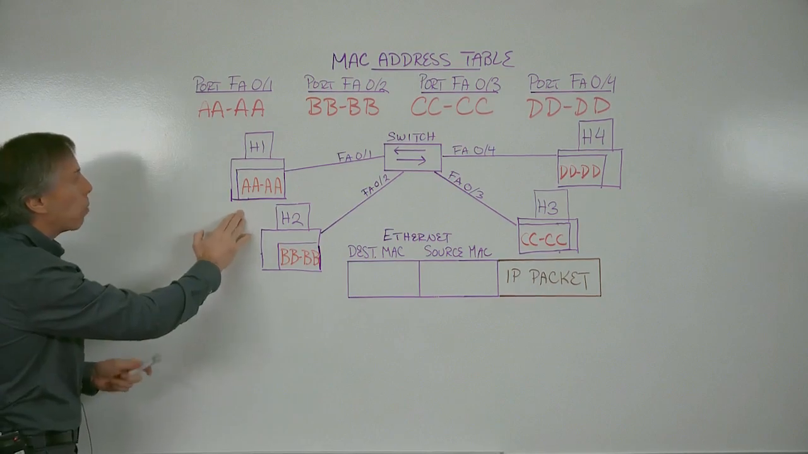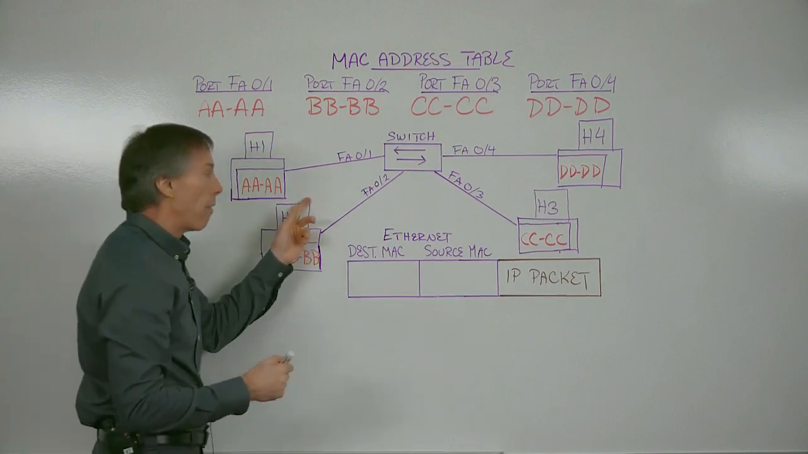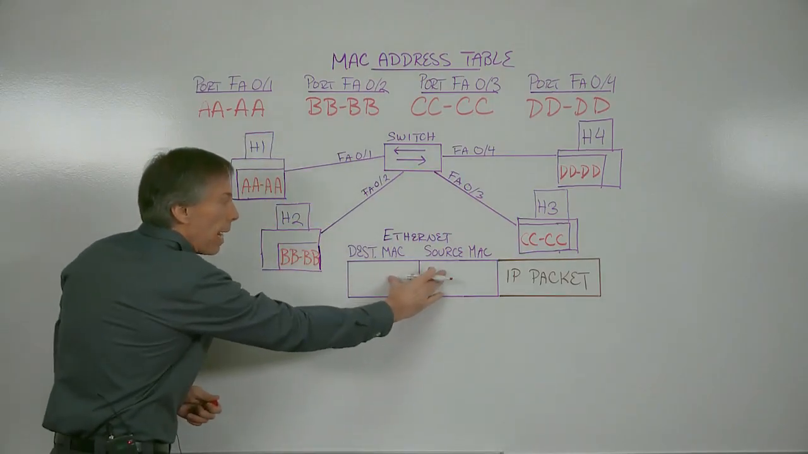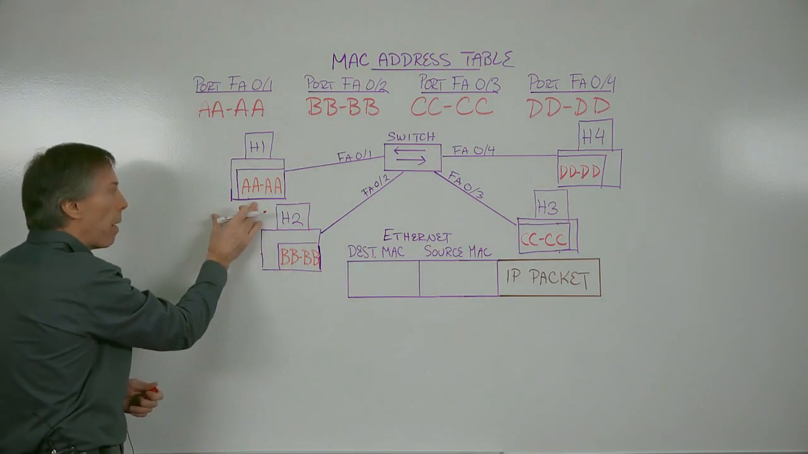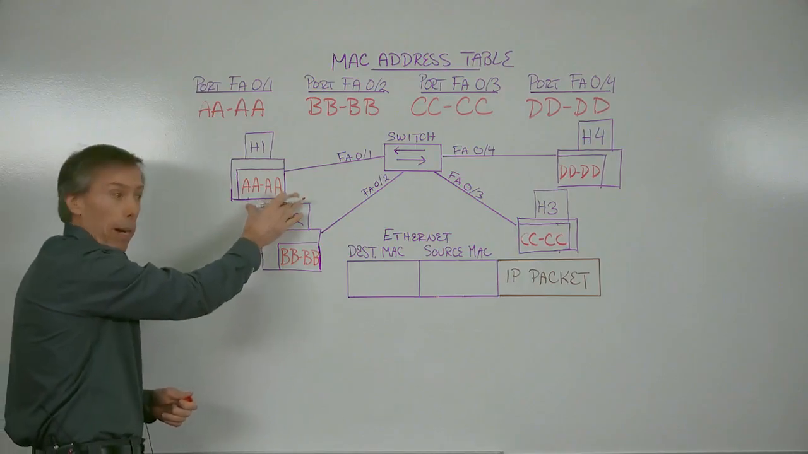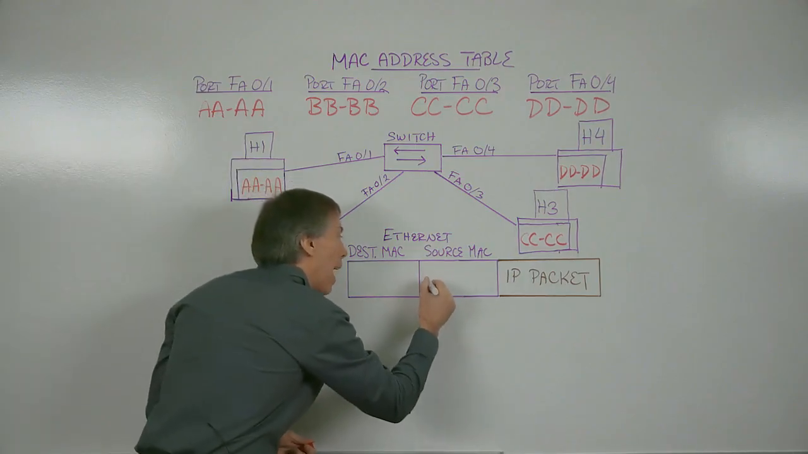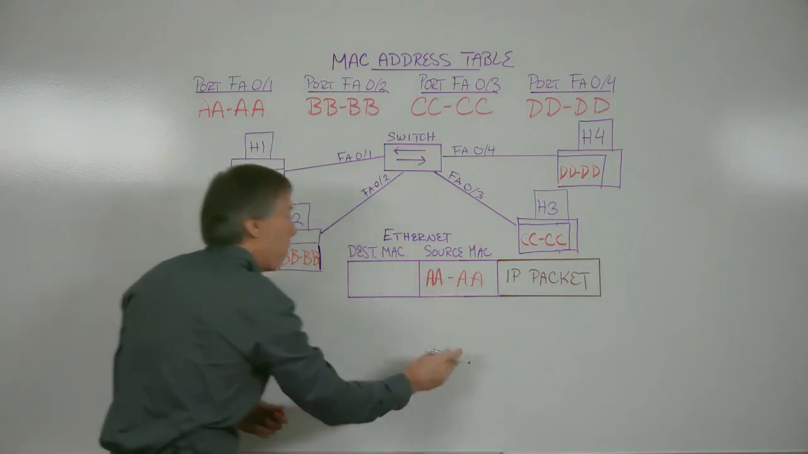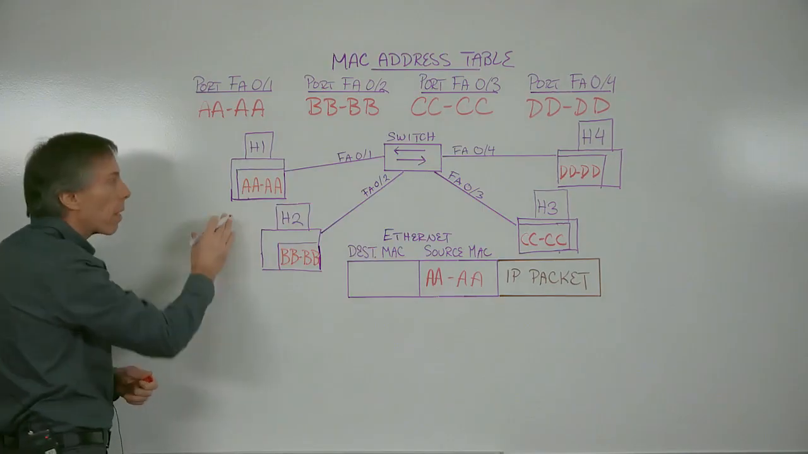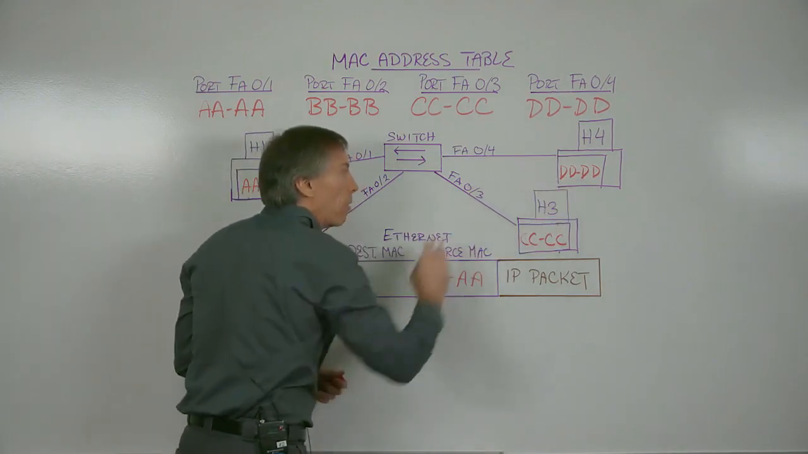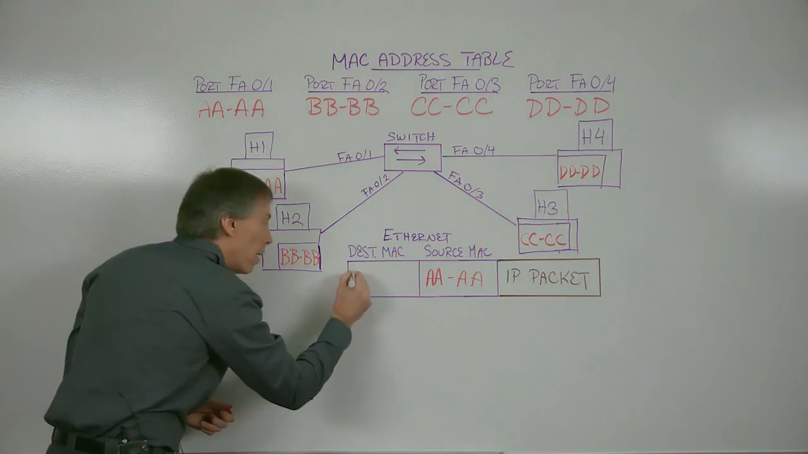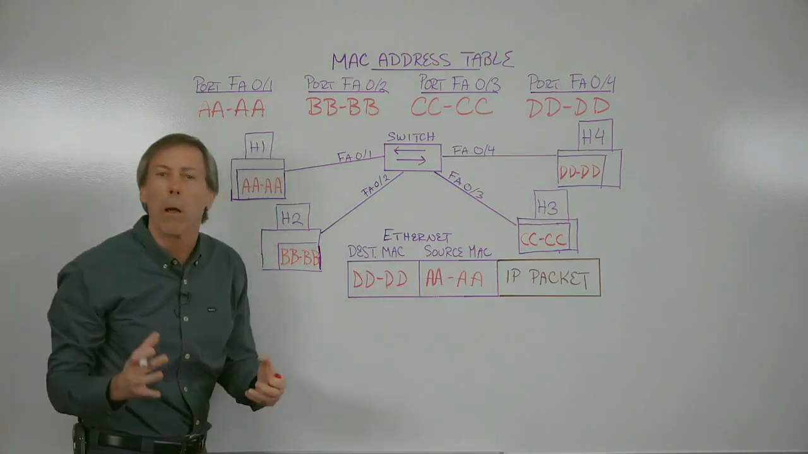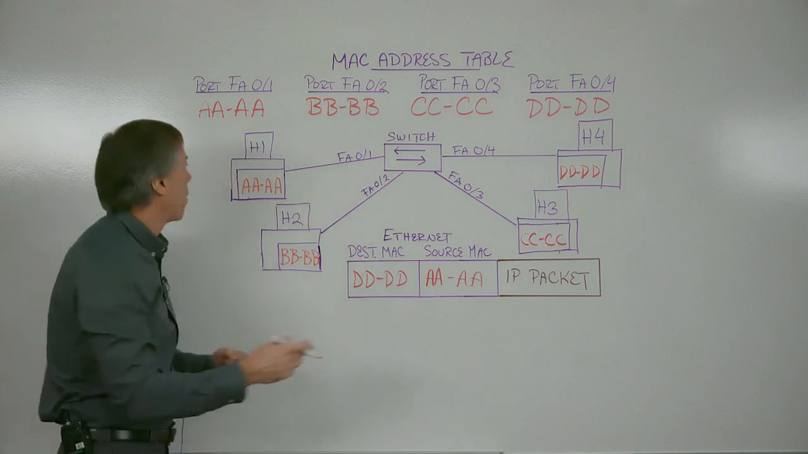So if we have H1 going to send an Ethernet frame to H4, well, it builds an Ethernet frame with the source MAC address of its own MAC address. So in the source MAC address, we'll put AAAA, the MAC address of H1, and the destination MAC address will be that of H4, DDDD. Once again, these are just abbreviated MAC addresses.